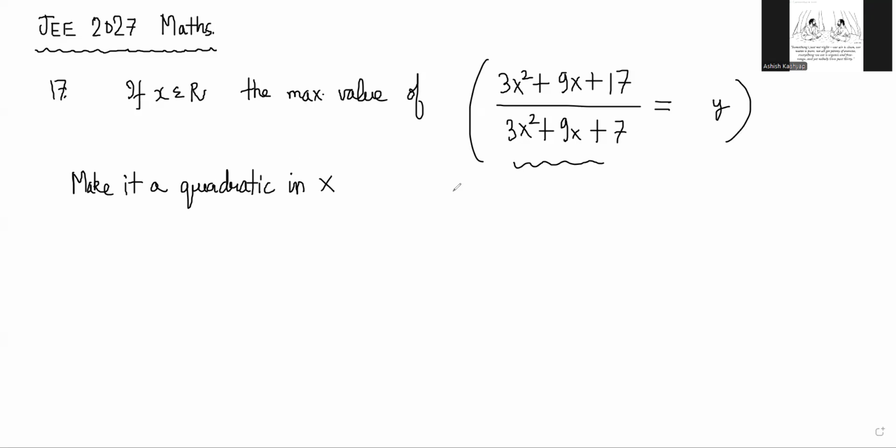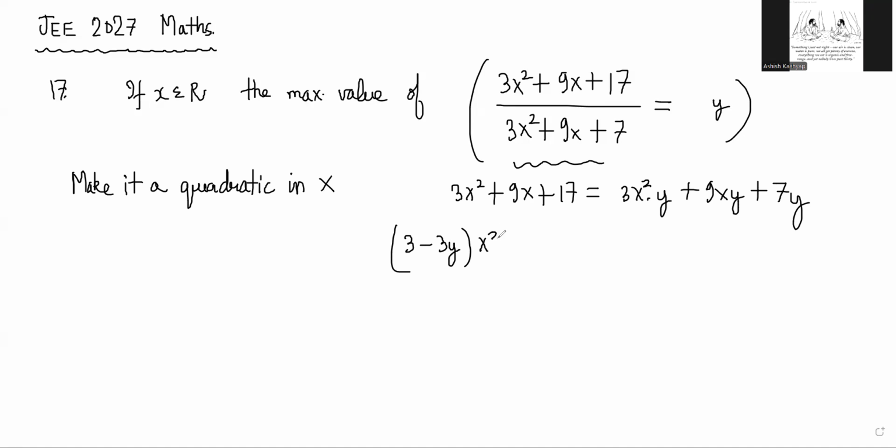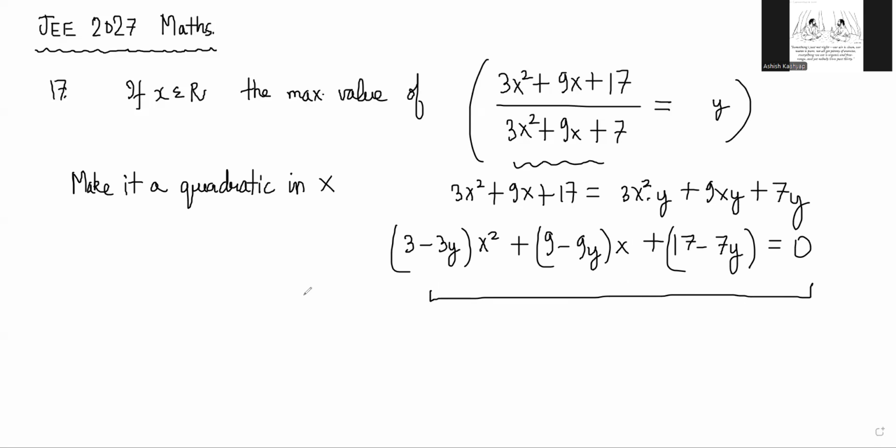So 3x² + 9x + 17 is equal to 3x²y + 9xy + 7y. Bring everything to one side: (3 − 3y)x² + (9 − 9y)x + (17 − 7y). This is a quadratic in x, and x is real. If x is real, then this quadratic has to have discriminant greater than or equal to 0.